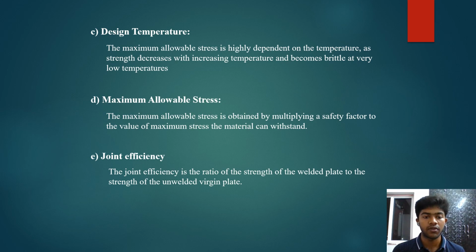So the next factor that comes into play is joint efficiency. The joint efficiency is the ratio of the strength of the welded plate to the strength of the unwelded virgin plate. The pressure vessel contains the cylindrical part as well as the dished end. So there is a factor called the joint efficiency, which determines the strength of the welded region between the cylindrical part of the pressure vessel and the dished part of the pressure vessel. This also plays an important role in designing pressure vessels.